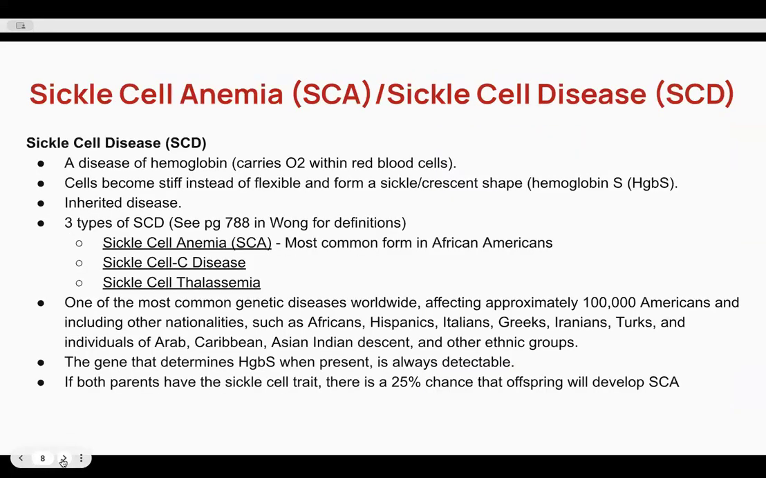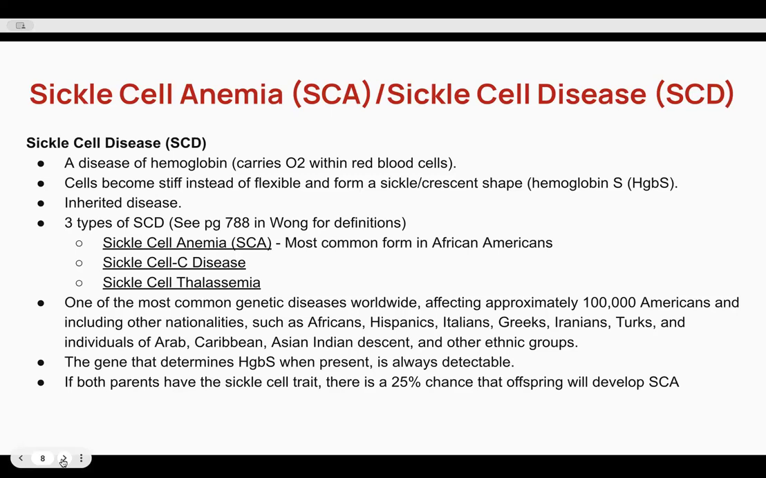All right, now we're going to talk about sickle cell anemia and sickle cell disease. Sickle cell disease is a disease of hemoglobin. Hemoglobin, in case you don't remember, carries O2 within the red blood cells. In sickle cell disease, the cells become stiff, and instead of being flexible, they form a sickle or crescent shape called hemoglobin S. This is an inherited disease.